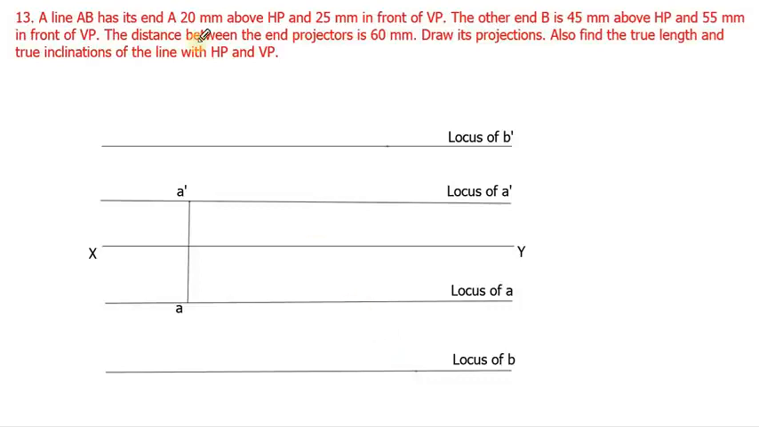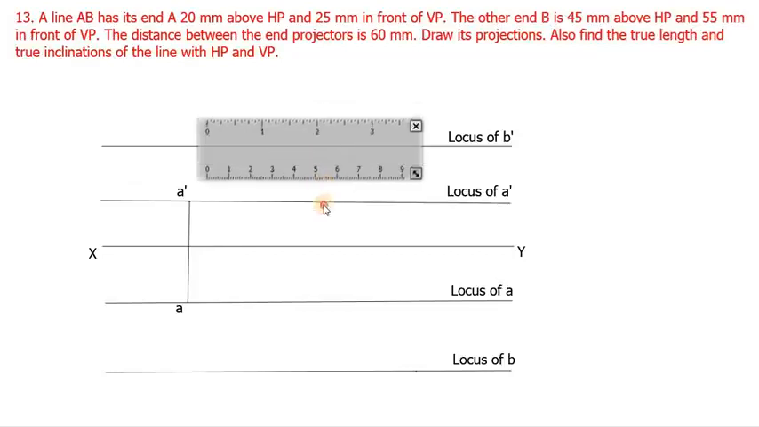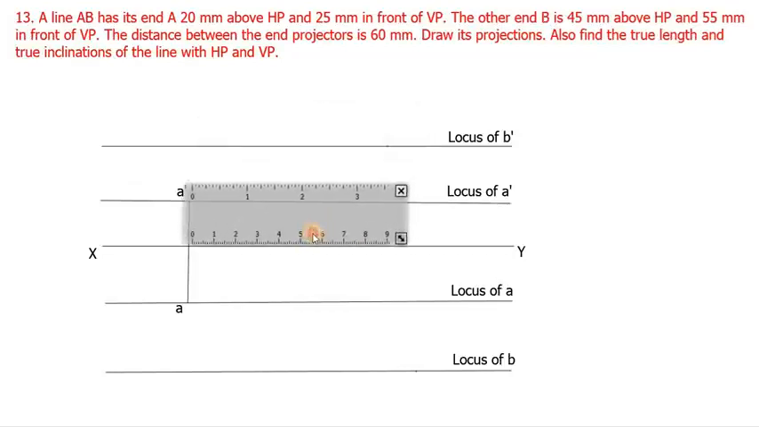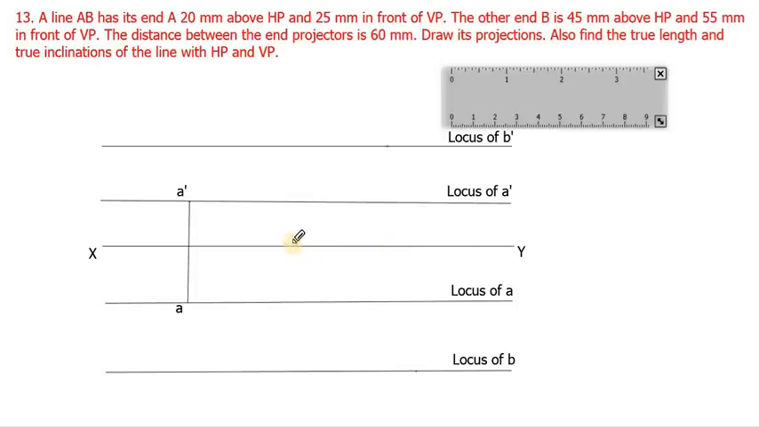Okay. Then we don't know the true length of the line. So we have to calculate the true length. But the distance between the end projectors is given. So we know what an end projector is. It is the line joining the front view end and the top view end. When you connect those two ends by a straight line, that is called the end projector. So let us draw that end projector line. That is 60 mm from A dash. So this is the end projector line point. We can draw a straight line to form the end projector.